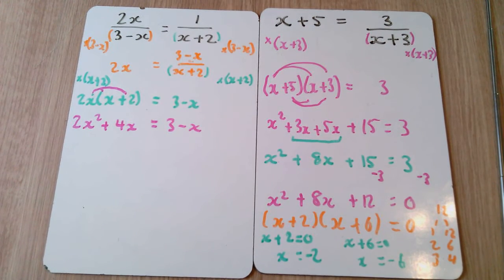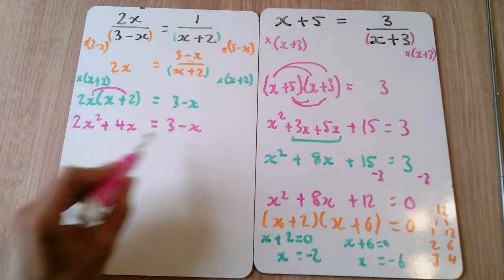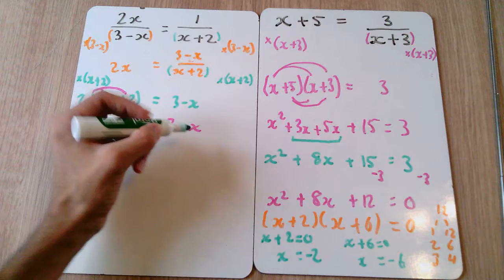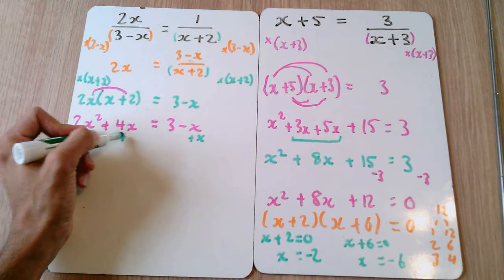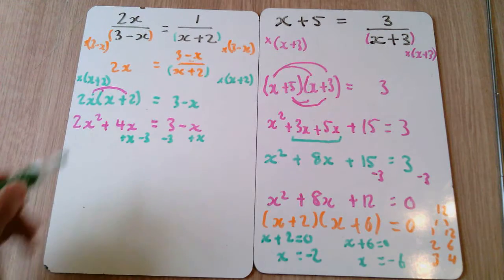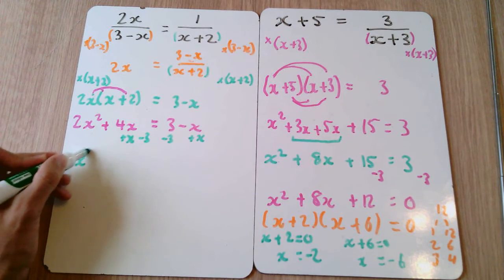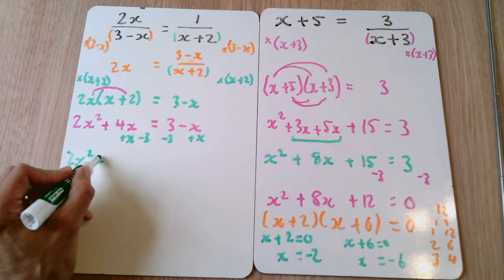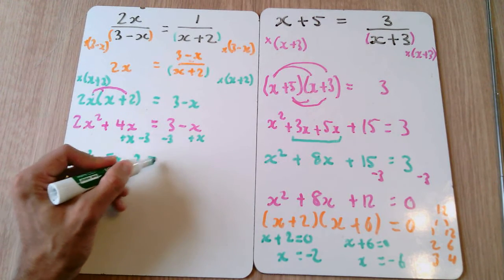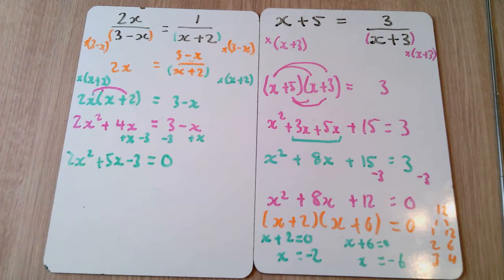We've now expanded our double bracket and we've got an equation, but when we want to solve this, again, we've got a quadratic term, so we need to solve this by making it equal to 0. So for this, I'm going to add x to both sides because I've got a minus x over here. And I'm also going to subtract 3 from both sides. That is going to give me 2x squared. The 4x plus the x makes plus 5x. And then I've got minus 3. There's nothing here, so that's simply minus 3 is equal to 0.